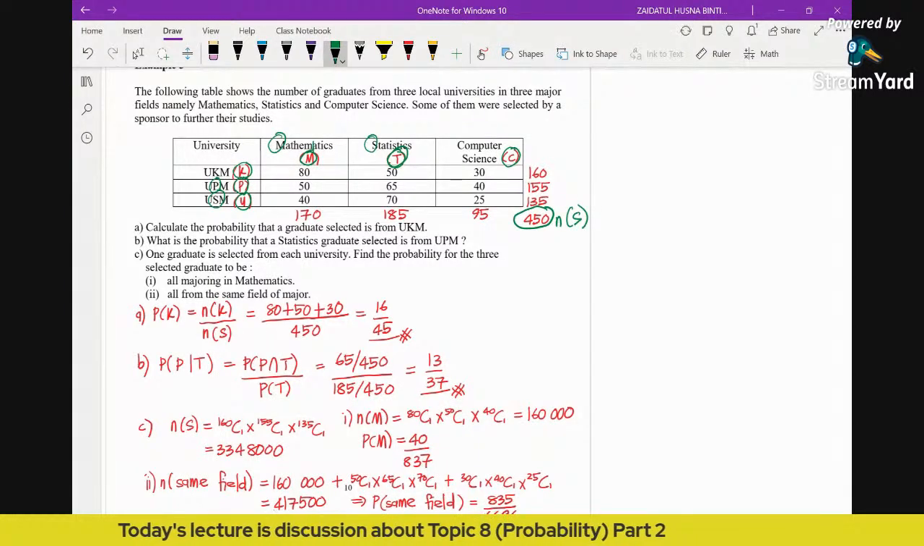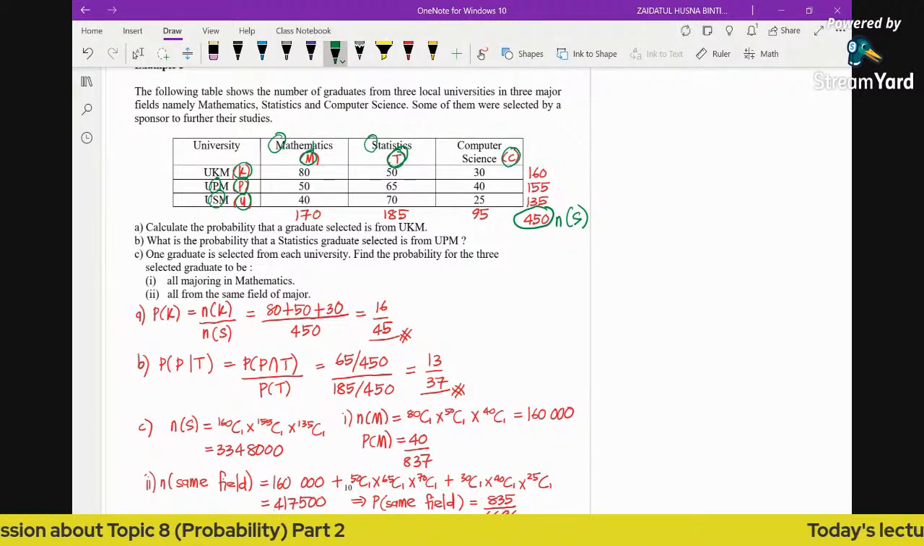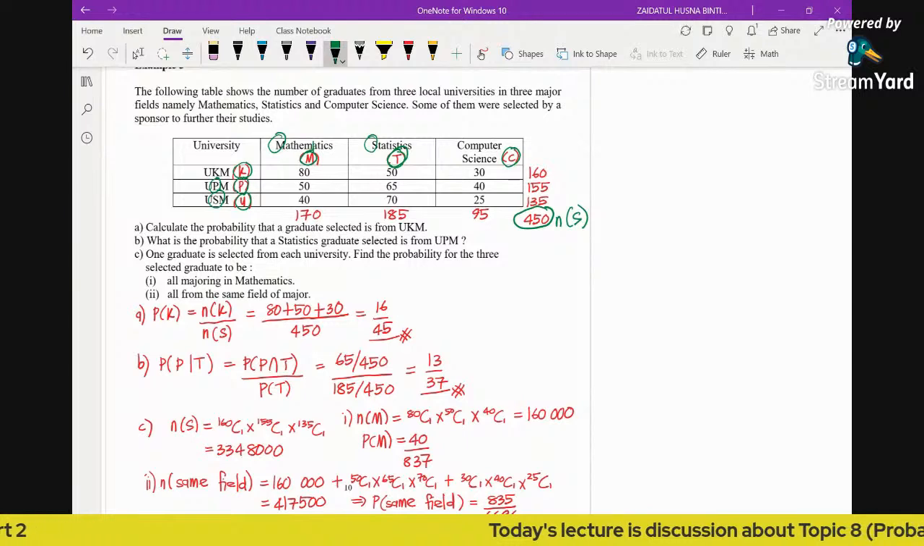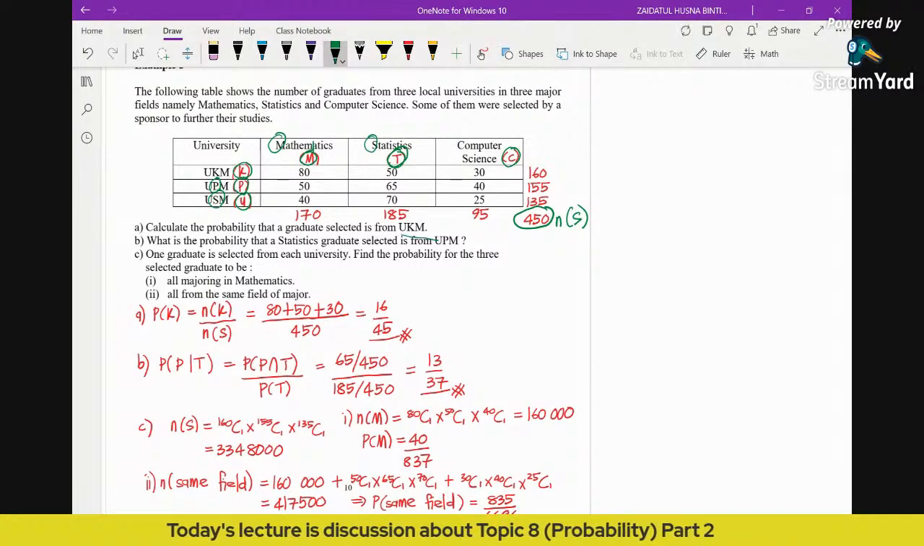Okay, so again, we reserve the letter S for sample space. That's why we avoid using the letter S for any event. Now calculate the probability that a graduate selected is from UKM. So UKM is K, right? So the question asks for P(K).